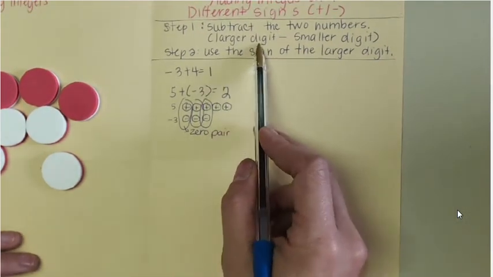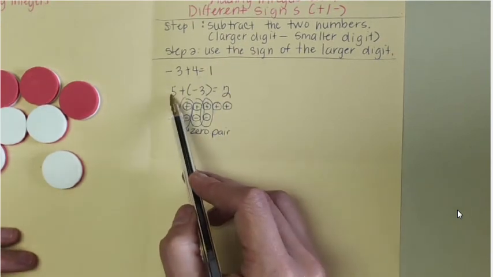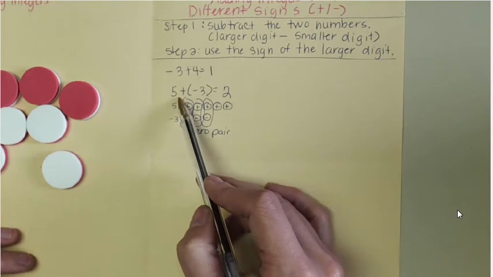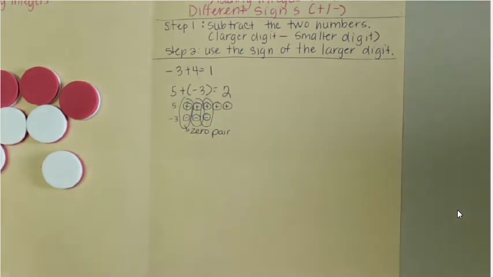Okay, let's go back and do it without the counters. If I subtract the two numbers, the larger minus the smallest, 5 minus 3 is 2, and this time my positive again is the larger number, so my answer is positive.